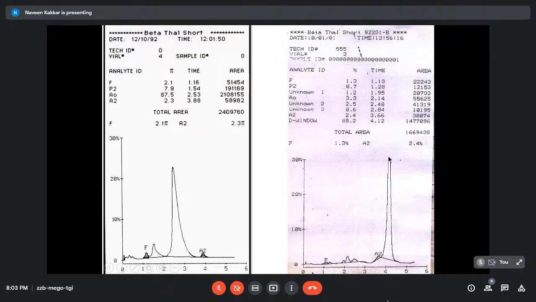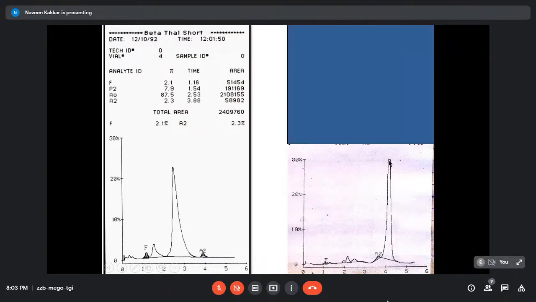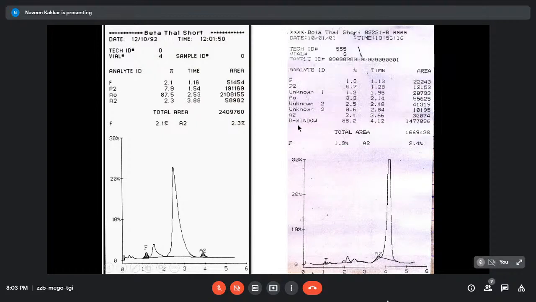Now let's try and drop the midpoint to see the likely retention time. Coming down here, again about 4.1, 4.2, and the machine is telling you there is a D window. Remember, the machine did not tell us trait or homozygous. We have to figure it out by percentages. So the D here is 88.2%. Unknown 2 or unknown 3 are minor peaks, degradation products, to be ignored. A2 is 2.4, fetal is 1.3, and this seems like a D homozygous, where percentages are 85 to 95%. Your A is virtually gone.